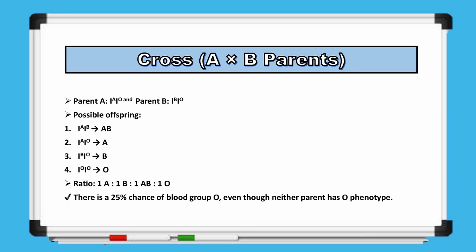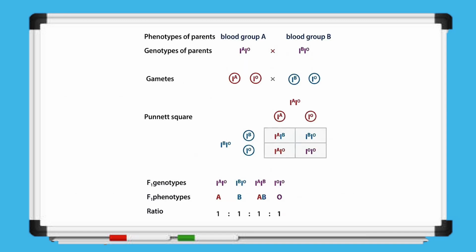Each of these combinations has an equal chance of occurring, so the ratio is 1 A to 1 B to 1 AB to 1 O. This means there is a 25% chance of producing a child with blood group O, even though neither parent has blood group O as their phenotype. As shown here in the example.